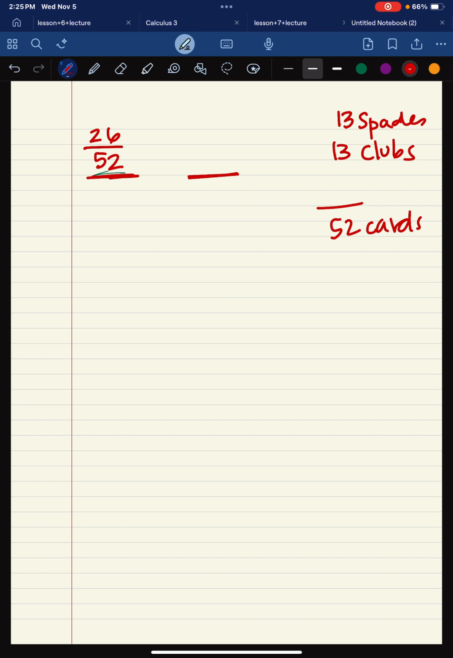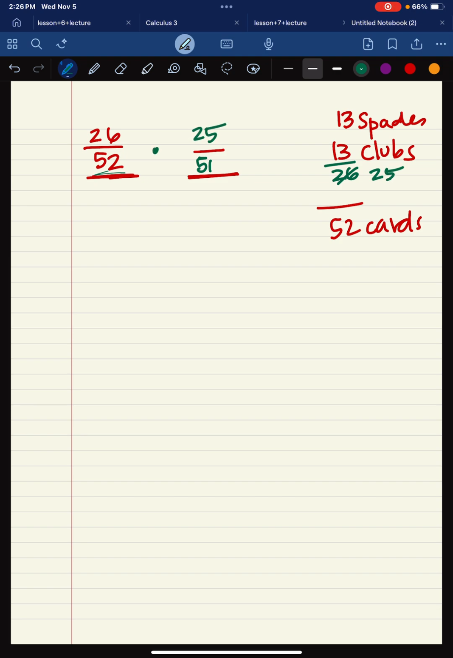But then remember, you took one out, right? So your next draw, since you didn't replace it, was out of 51 cards. So assuming that that one was a black card, we went from 26 possible black cards to 25 cards.